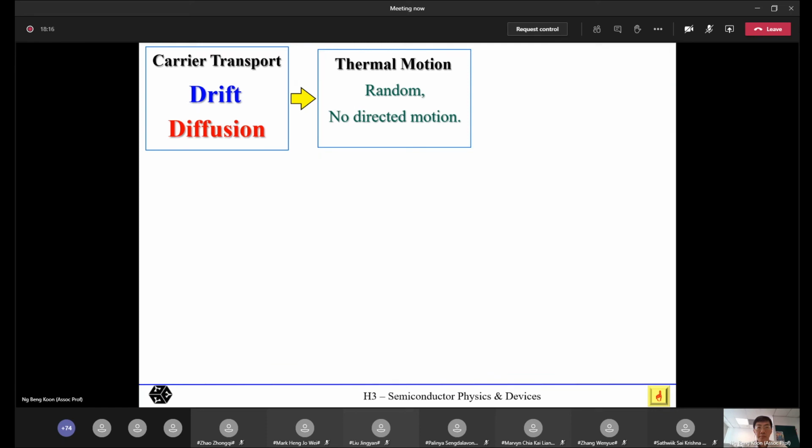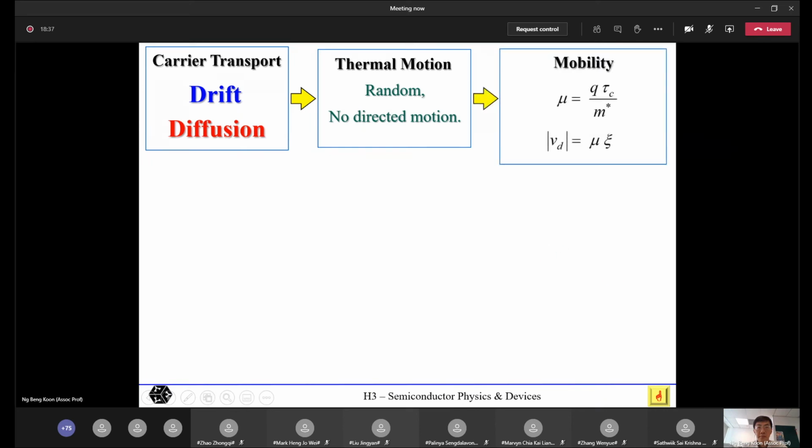There isn't a directed motion, implying that you do not get current out of this. Although the carrier is moving around, the net position of the carrier does not change. So if the position doesn't change, you don't get current. So thermal motion basically causes the carrier to rattle around in the semiconductor without a net movement in the position.